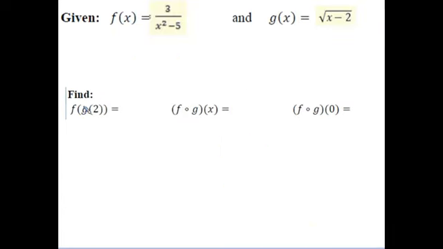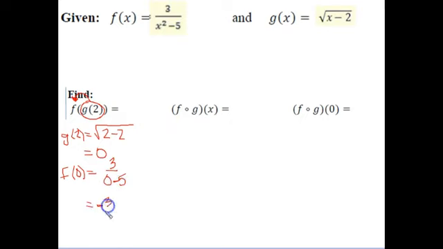Alright, so let's try a few more of these. We want to find f of g of 2. So let's find g of 2 first, and then we'll plug our answer in for the f equation. So g of 2, if I take a look at my g function, I have the square root of x minus 2. So if I put in 2, we're going to have 2 minus 2, which is the square root of 0, or just 0. So now that I know what g of 2 is, let's take that 0 answer and put it in for f. So we take a look at f, we're going to have 3 over 0 squared is just 0, minus 5, which would be negative 3/5. Alright, so there's our first one.